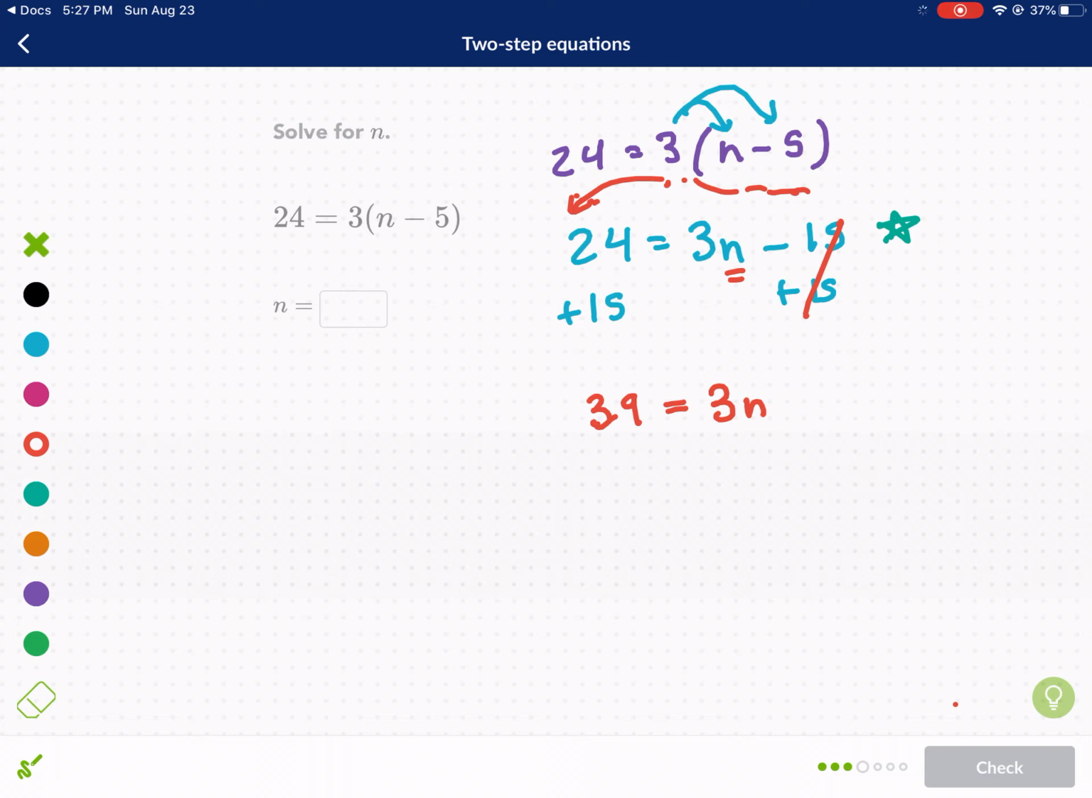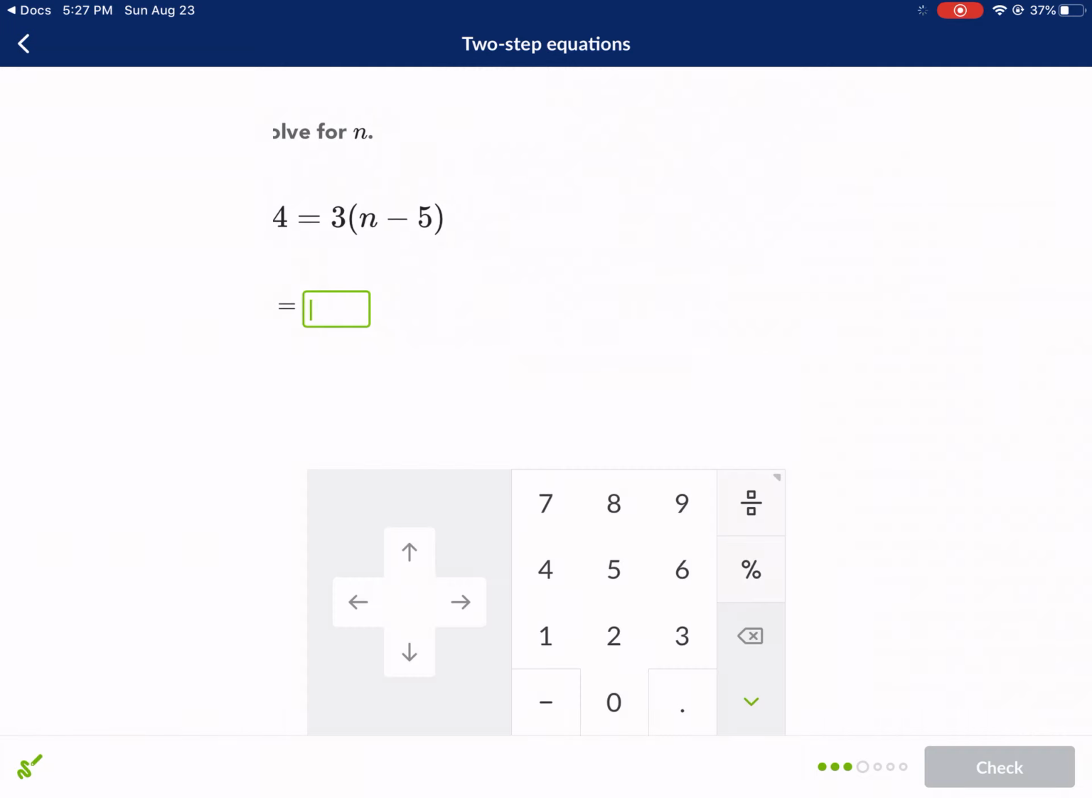Now we have 3n equals 39. To undo the multiply by 3, we divide by 3 to both sides, and we arrive at our answer, which is 13 equals n. So we're going to put 13 here.